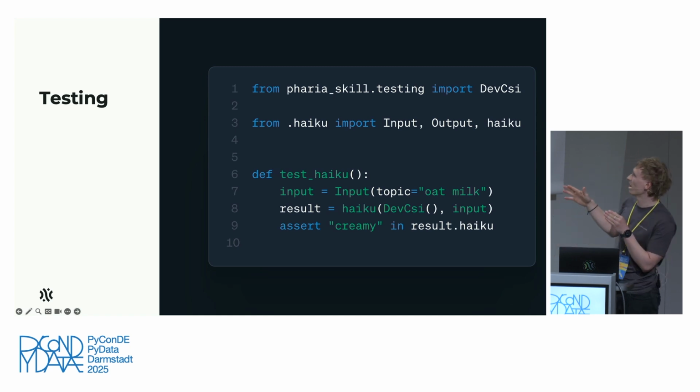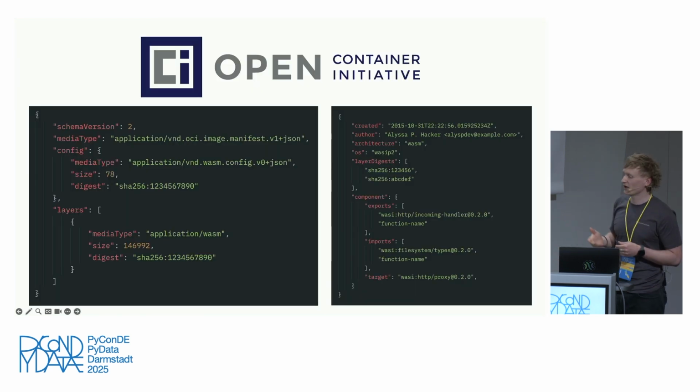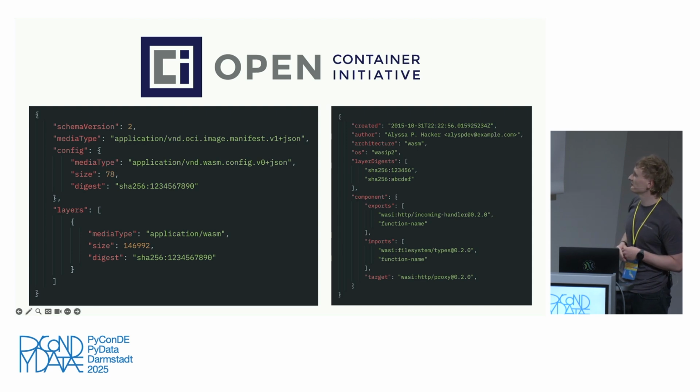So now that we know how we can build things in Python and how we can test this, how do we publish it? How do we get it from our machine to the runtime? Containers are the standard way for packaging and distributing applications, and the Open Container Initiative defines the standard for container formats. There's also a standard on how you can publish WebAssembly as OCI compliant artifacts to OCI registries. And this is what we do in our SDK.